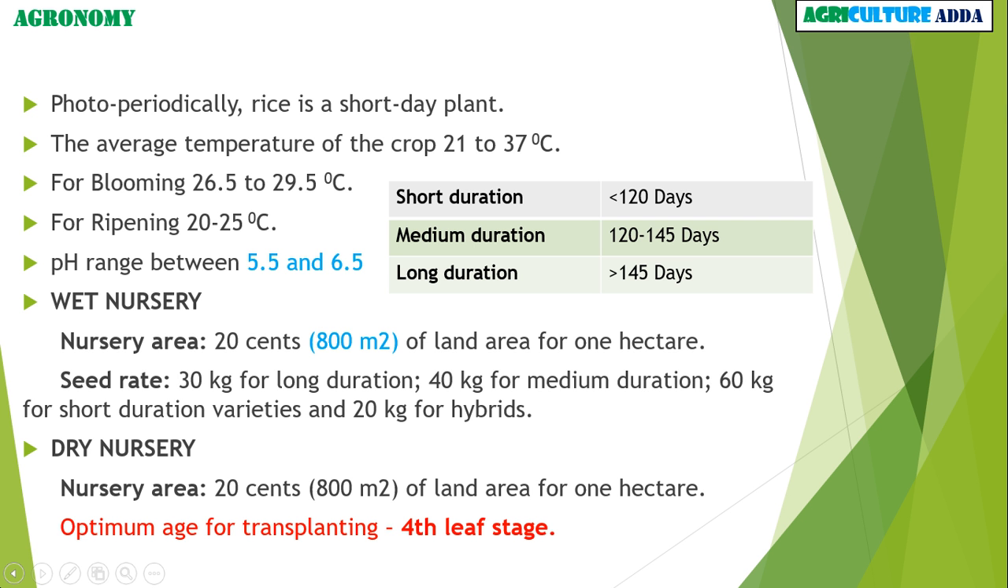In case of a wet nursery, the area required for 1 hectare is 20 cents or 800 square meters. The seed rate required is 30 kg for long duration, 40 kg for medium duration, and 60 kg for short duration varieties, and 20 kg for hybrids. In case of a dry nursery, the area required is the same, 20 cents or 800 square meters of land for 1 hectare. The optimum age for transplanting is the fourth leaf stage, as I told. Short duration means less than 120 days, medium duration means 120 to 145 days, and long duration means more than 145 days.